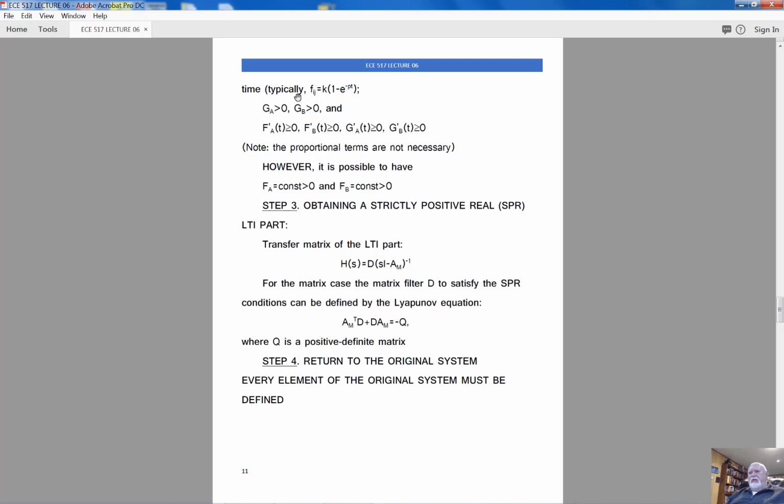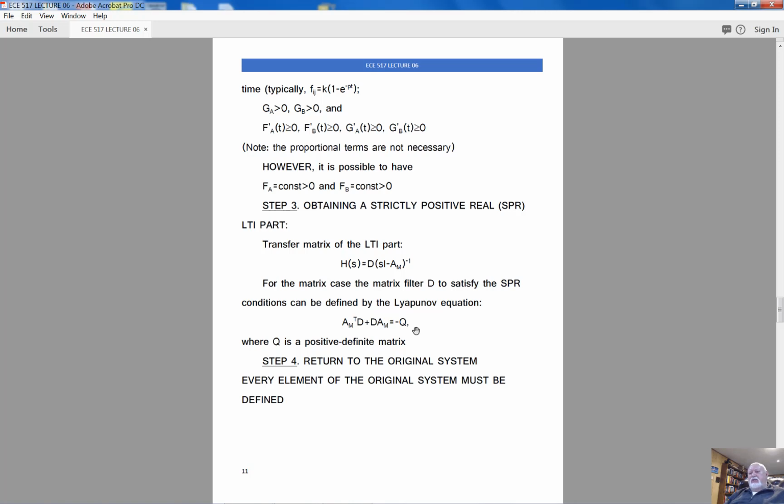Step number 3, we have to obtain a strictly positive real linear time-invariant part. We do it by assuming this transfer matrix where filter D is a square matrix that should satisfy the Lyapunov equation. You see, although we're not using the Lyapunov functions, the Lyapunov equation still comes into play here. Matrix AM transposed is the transposed fundamental matrix of the reference model. Matrix D is a square matrix that is a matrix filter, converting vector error into vector V. For matrix Q, as I said earlier, I always use unity matrix and place a minus sign in front of it.